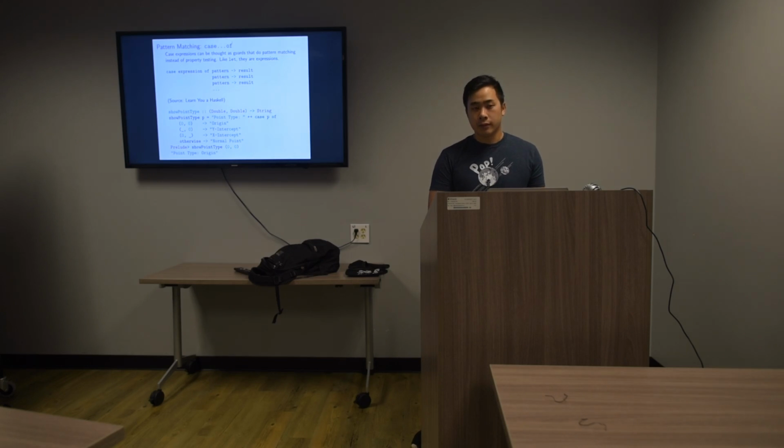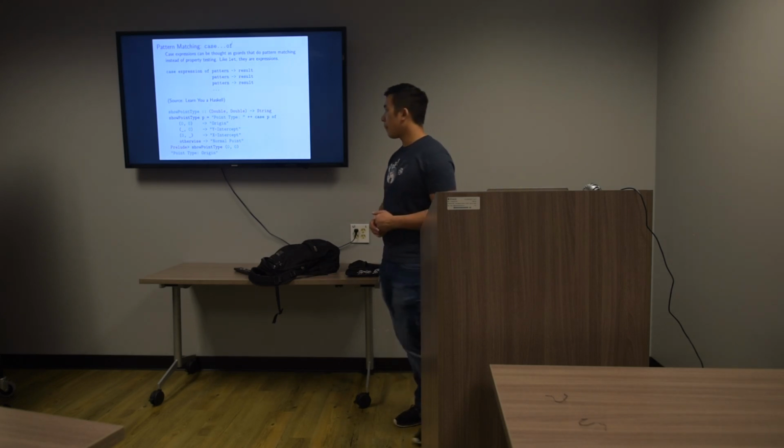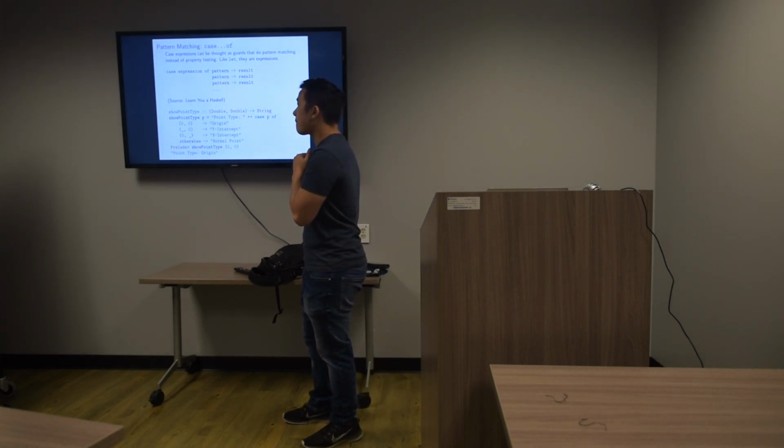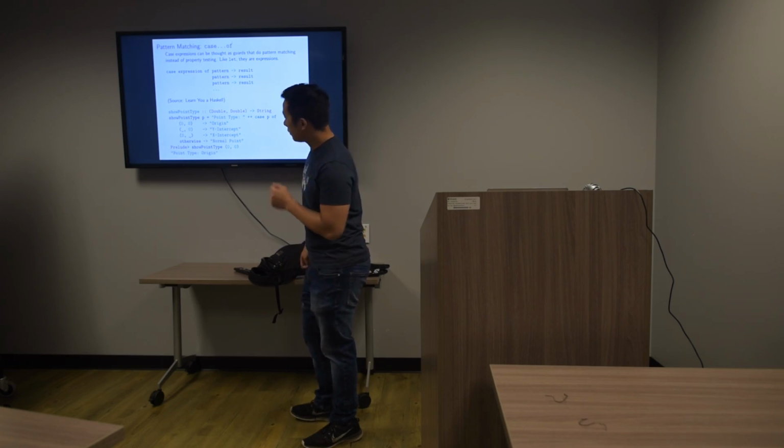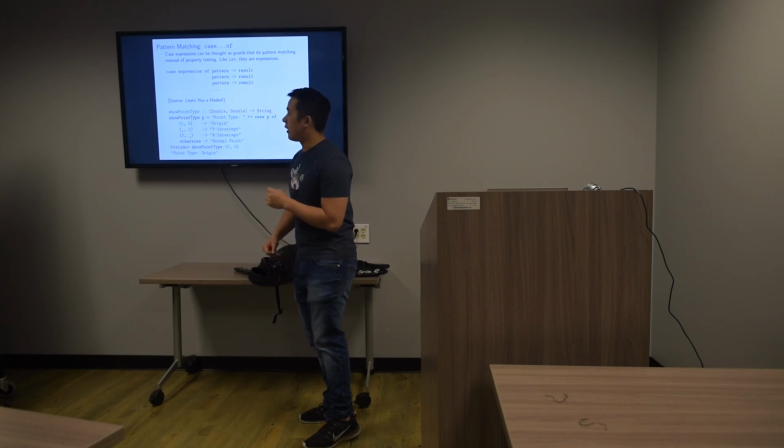Can you double up the match? So right now you have 0, 0 as origin, but say 1, 1 was also origin. Did you have to make a new line, or could you just do 0, 0, comma 1, 1 for origin? I think you would have to make a new line. Yeah.